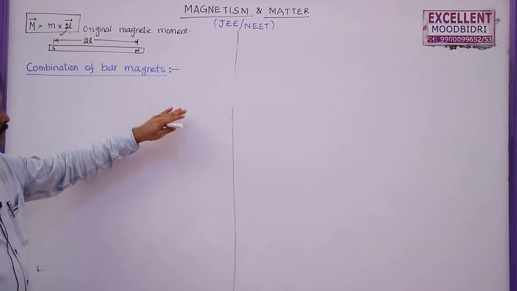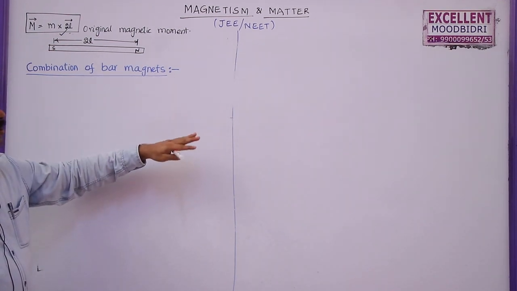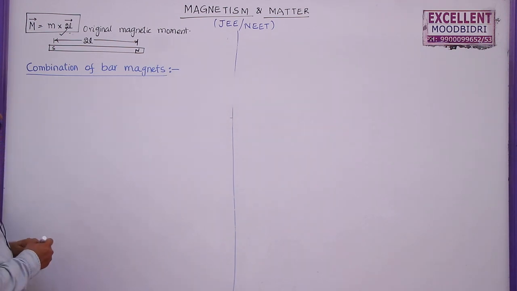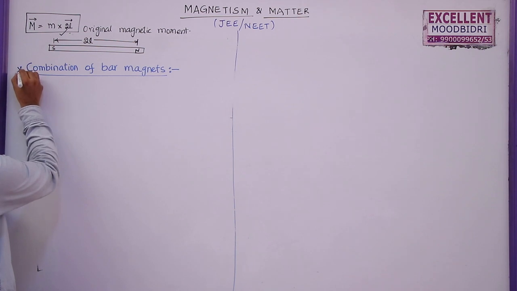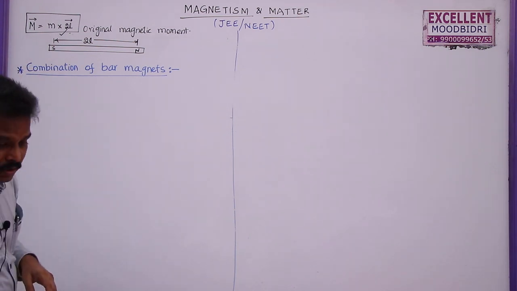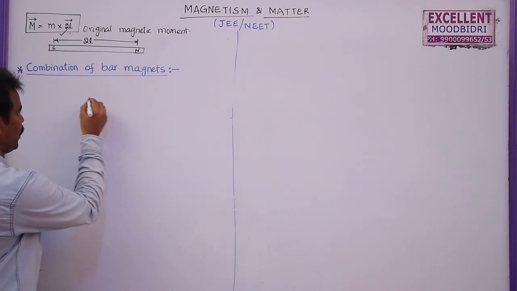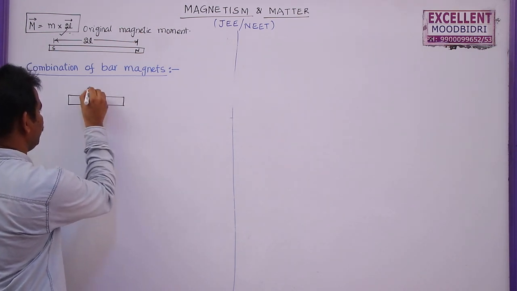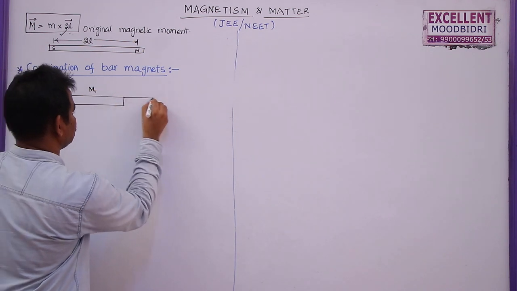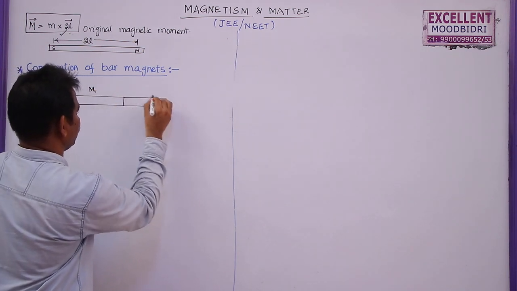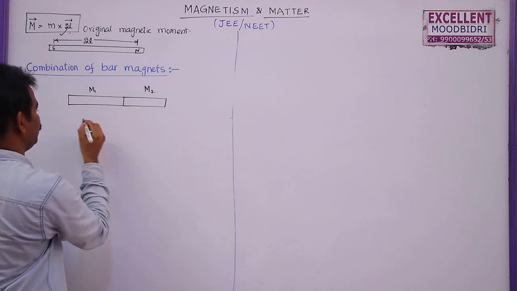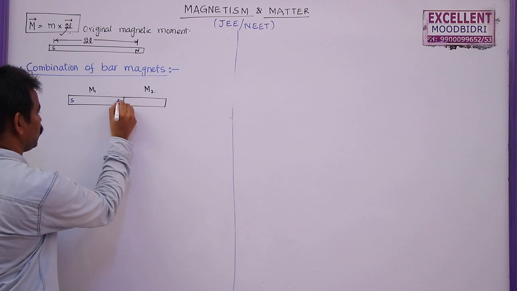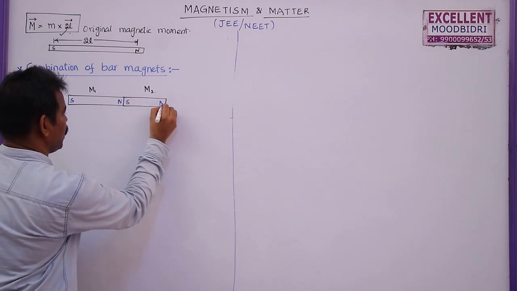We discussed different cases of bending a bar magnet and how to find the resultant magnetic moment of bar magnets after bending. Now the next topic is combination of bar magnets. If you take two bar magnets like this, the first bar magnet of magnetic moment M1 and the second bar magnet of magnetic moment M2, such that these two are placed such that this is south pole and north pole.